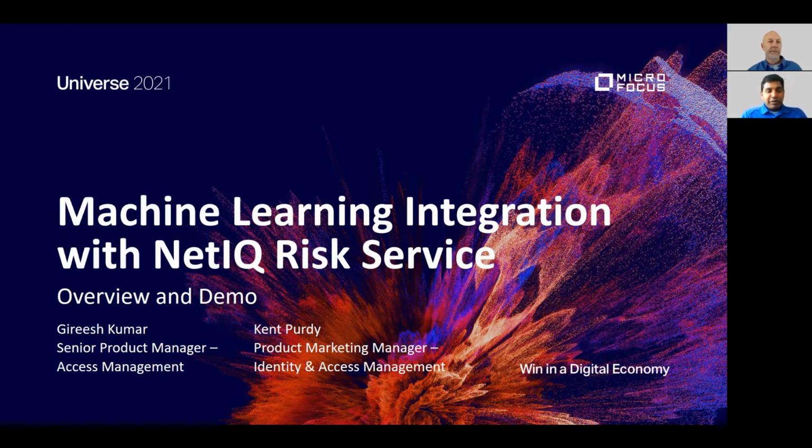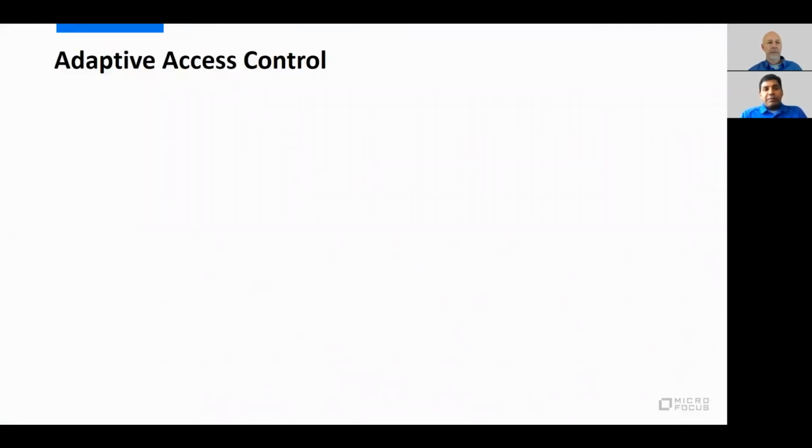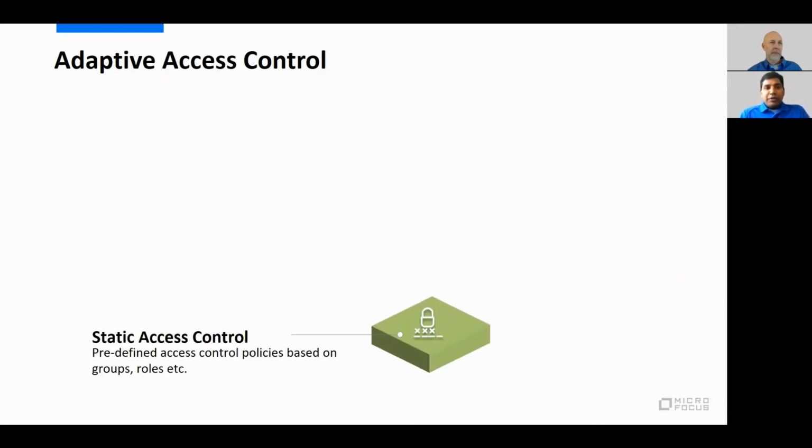Thank you, Kent. Hello, everyone. Let's first talk a little bit about adaptive access control and the evolution of adaptive access control. Many of you know and have been using various mechanisms for controlling access to applications and systems. Particularly sensitive applications and even everyday applications require authentication and access control. Historically, access management systems have been providing ways to do static access control using policies that look at groups and roles and attributes of the user.